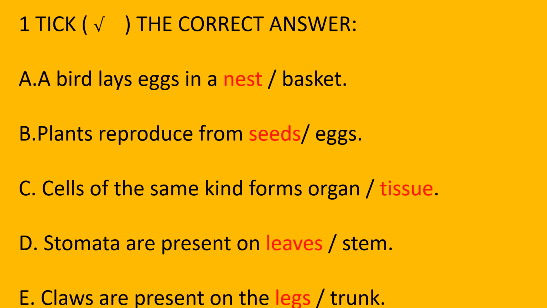The first sentence is, a bird lays eggs in a nest or basket. Children, in this question, we need to tick mark where the bird lays eggs. And the answer is nest. A bird lays eggs in a nest. Children, a nest provides a safe place for eggs and young birds to develop.